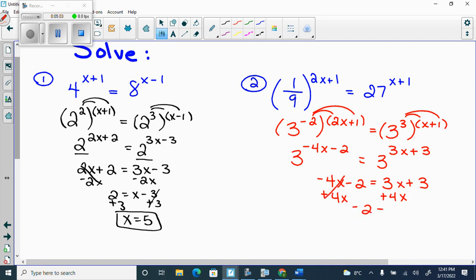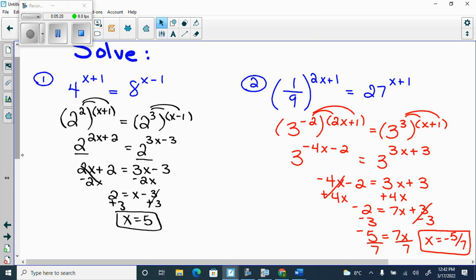Negative 2 equals 7x plus 3. Subtract 3. Negative 5 equals 7x. Divide by 7. X equals negative 5/7. Now instead of freaking out and being like, I wonder if I got it right or not, you could plug it in to the x's and see if the left side equals the right side.